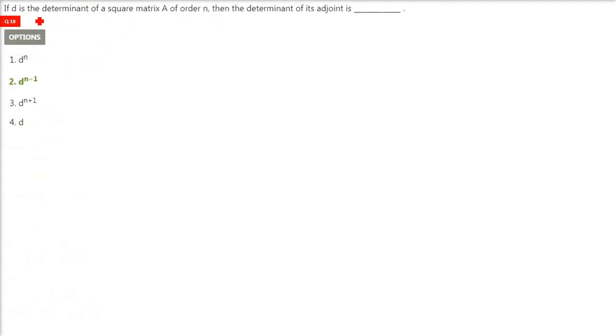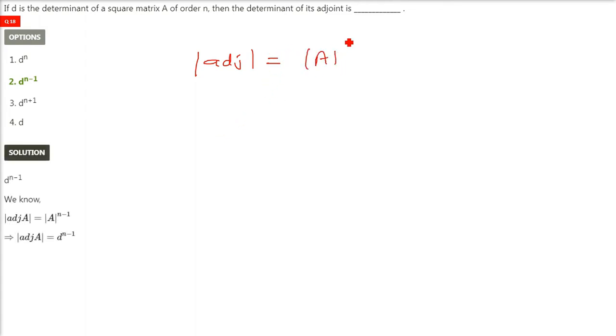If D is the determinant of square matrix A of order n, then the determinant of its adjoint is, okay, see. So we will use that expression. We have generally seen this in our properties session, but the determinant of adjoint of A is nothing but determinant of A raised to the power n minus 1. Now determinant of A is D. So I am writing D here, raised to the power n minus 1. This is the answer.